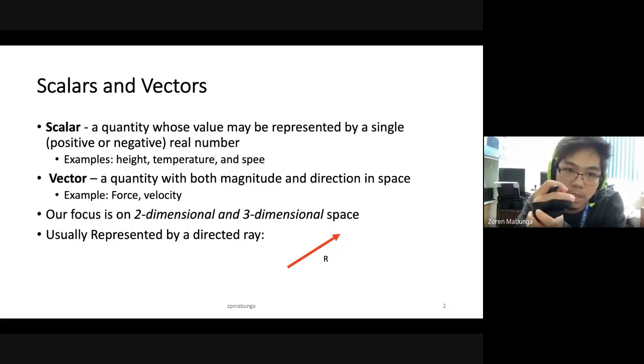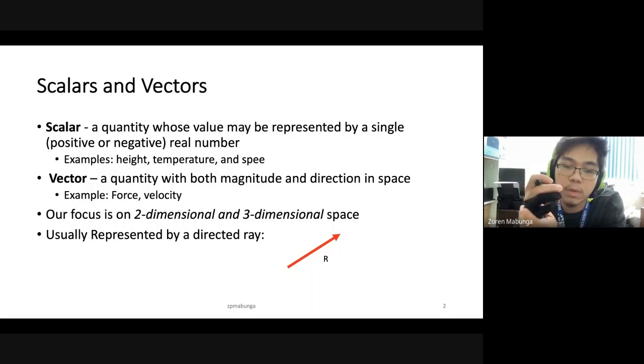So examples, height or temperature, or speed. So these are scalar quantities. So for vector, these are quantity with both magnitude and direction. Okay, so example is force and velocity. So acceleration is also a vector quantity. Okay, so yung difference lang nila, basically yung scalar, pinapakita niya lang yung magnitude. Okay, while for vector, aside from the magnitude, makikita mo din doon yung direction ng certain quantity na yan.